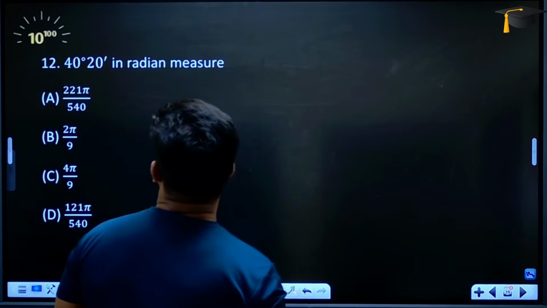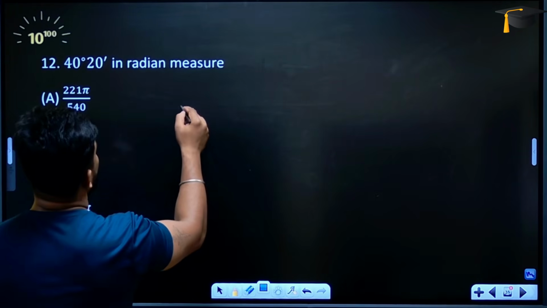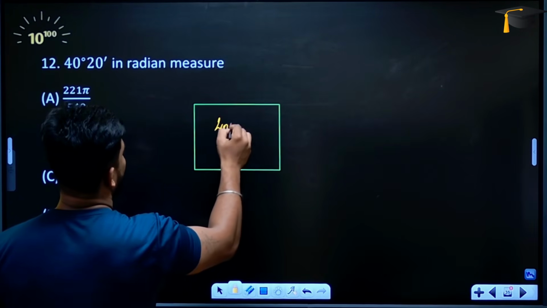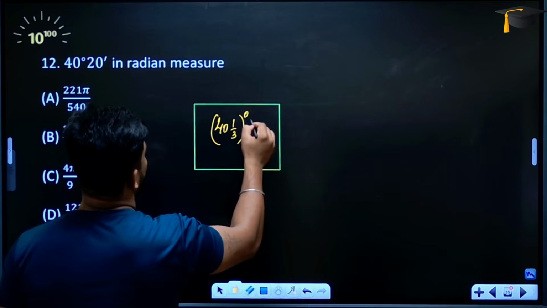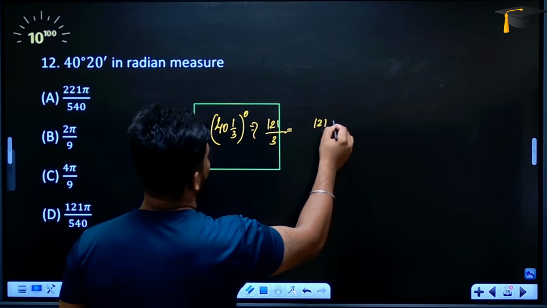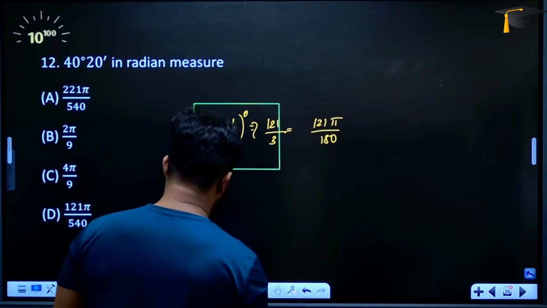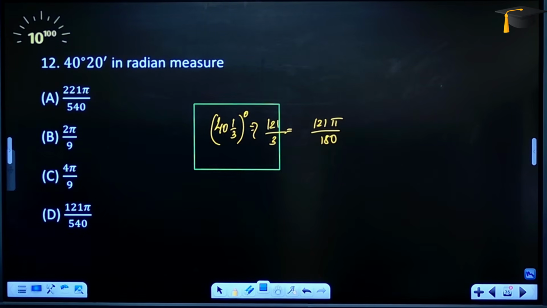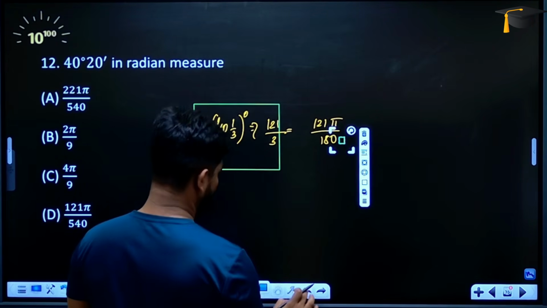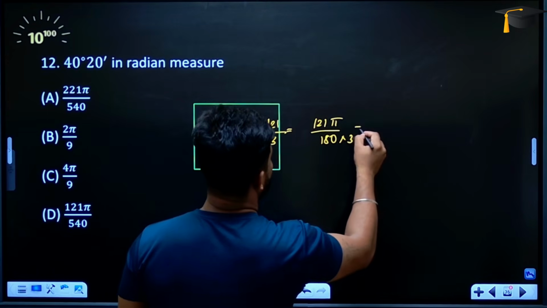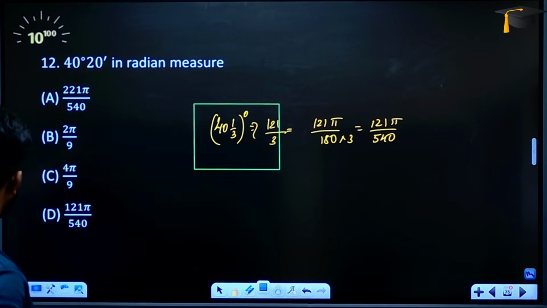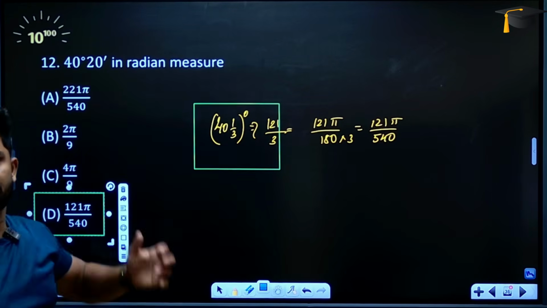Next. So 40 degree 20 minutes. 40 degree 20 minutes andre, so it is 40 and 1 by 3 degree agutte. So it is 121 by 3 agutte. Now multiply by pi by 180. 121 pi by 180. No, into 3 alla, 180 into 3, sorry. So it is 121 pi divided by 540 alla. So 121 pi divided by 540. So option D is the right answer.